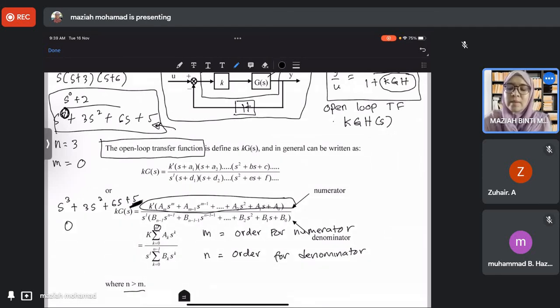If you have S squared plus 3S squared plus 6S only, we look at the last term, it is 6S, so to the power of 1. Therefore, the class is class 1. So we're looking at the denominator and then look at the last term in the polynomial. If the last term contains S, look at what is the order of the S there.